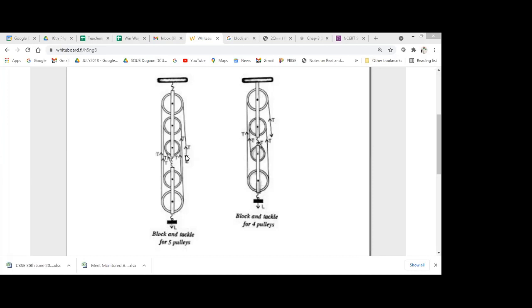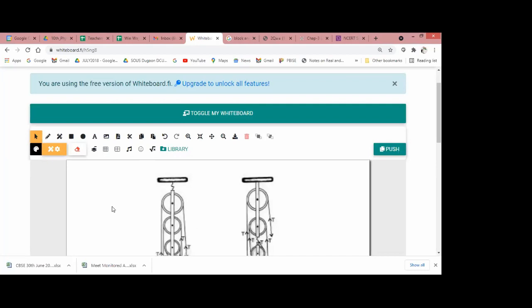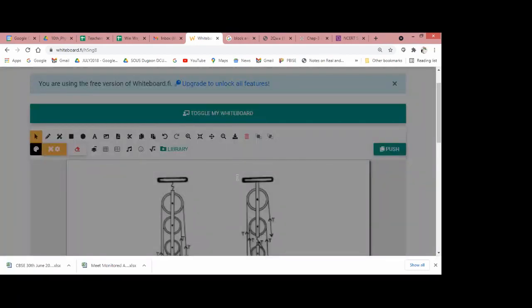So here the simple logic is 5 rotations means effort is applied once, but we are getting 5 times the tension of the load. It is divided in 5 different strands. I repeat, the load has been divided in 5 strands here. The tension is 5 times. So when we speak about the load, the load is divided into 5 times the tensions.